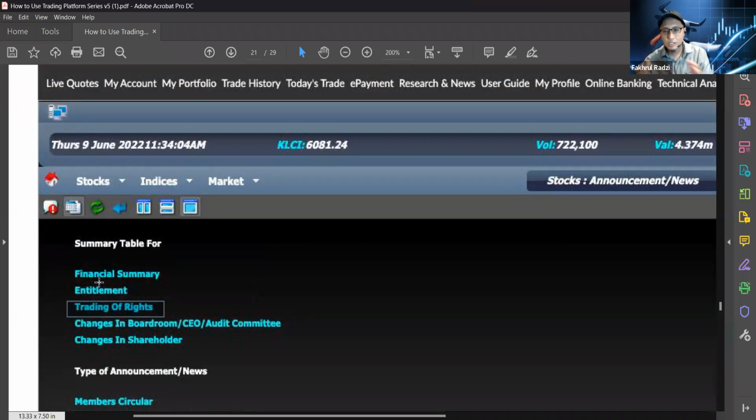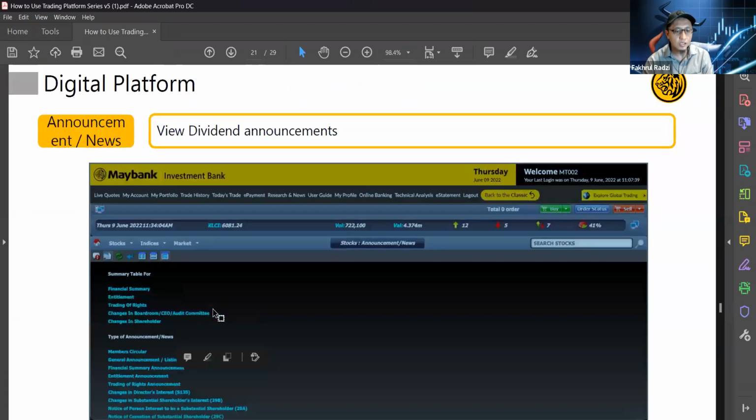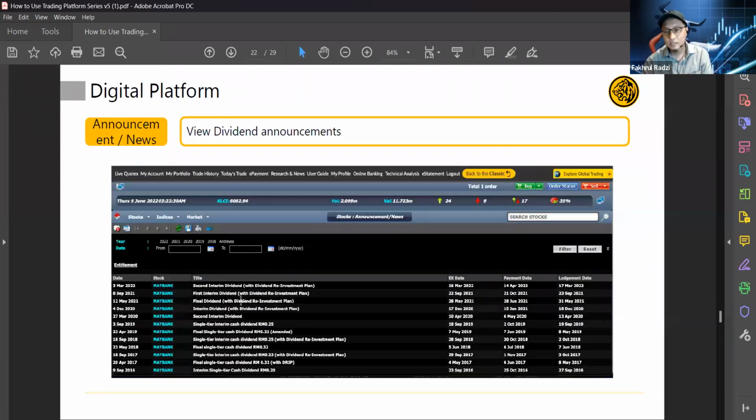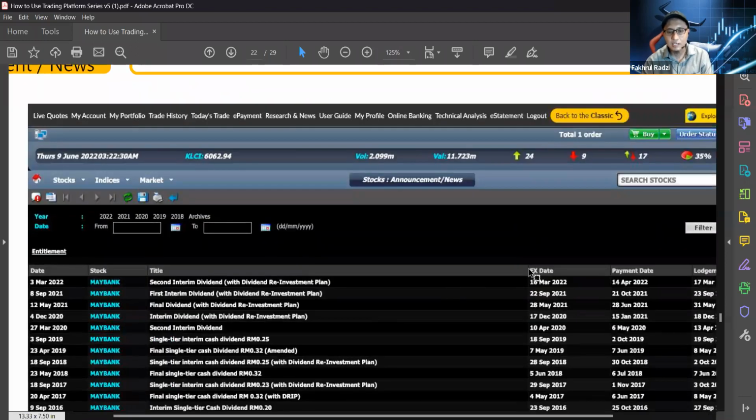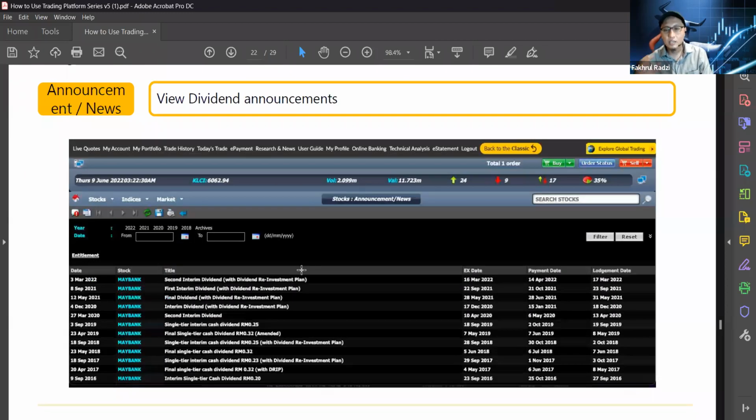So what we want you to know is to go to the entitlement, and the screen will show you all the entitlement given by the company. For example, Maybank, at that moment, you can see the dividend given. What is the X date in the entitlement? What is important is you need to know the title of the announcement, the entitlement, and the X date is very important. So you might not miss the interim dividend or the corporate action or the entitlement given.